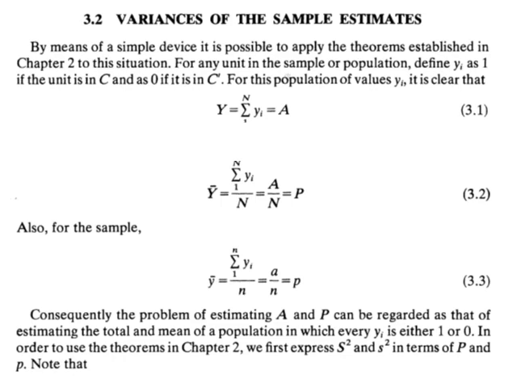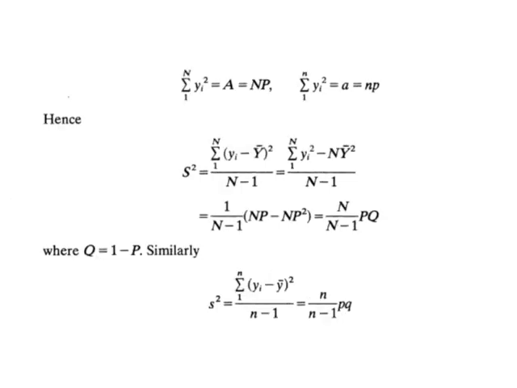Consequently, the problem of estimating A and P can be regarded as that of estimating the total and mean of a population in which every y_i is either 1 or 0. In order to use the theorems in chapter 2, we first express capital S squared and small s squared in terms of P and p. The summation of y_i squared equals capital A, which is equal to capital N multiplied by P, and for the sample, the summation of y_i squared equals small a, which is equal to n times p.